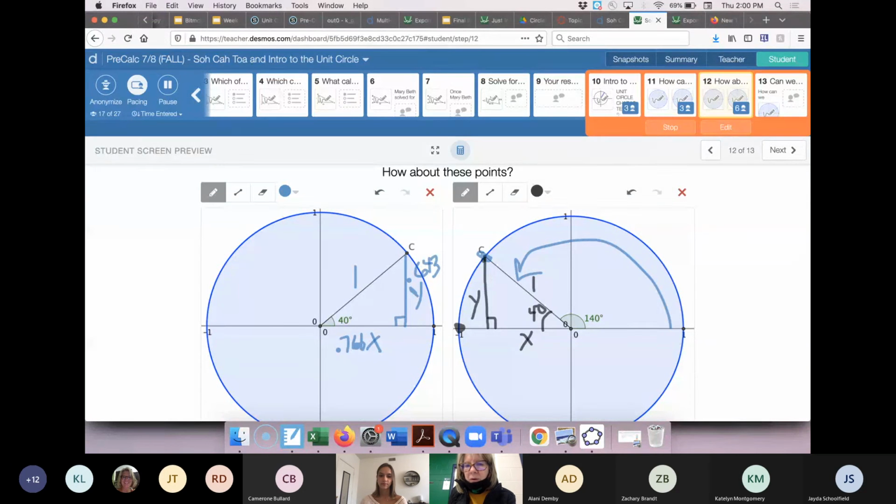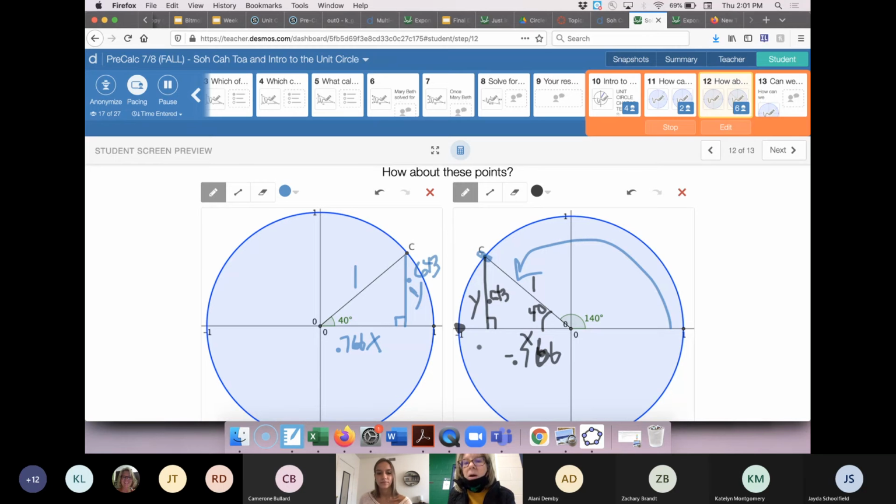What's the number one thing that somebody will probably mess up on? They'll say, well, this is 0.766. Okay, that's 0.766. This is 0.643. But what do we have to be careful with when we're doing the coordinates here? That our side length is actually in a negative direction. So we went backwards 0.766 and up 0.643. Same triangle.